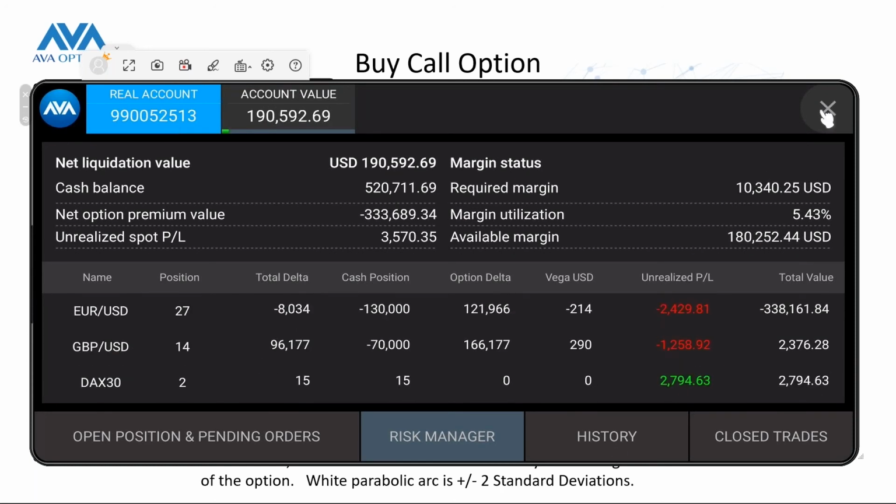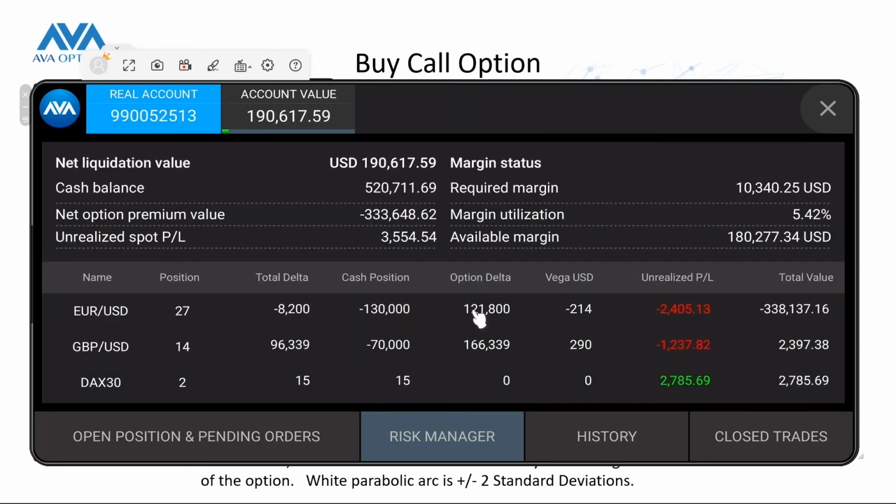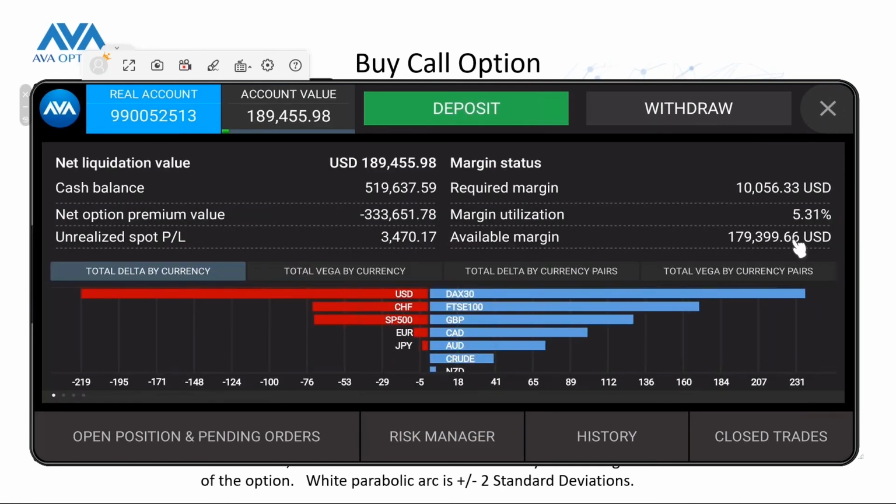So that's the platform. I wanted you to understand risk. Here's my exposure, my net exposure from options. Here's my net exposure from spot. Here's my total exposure. Doesn't have to be complicated. It does look nice.